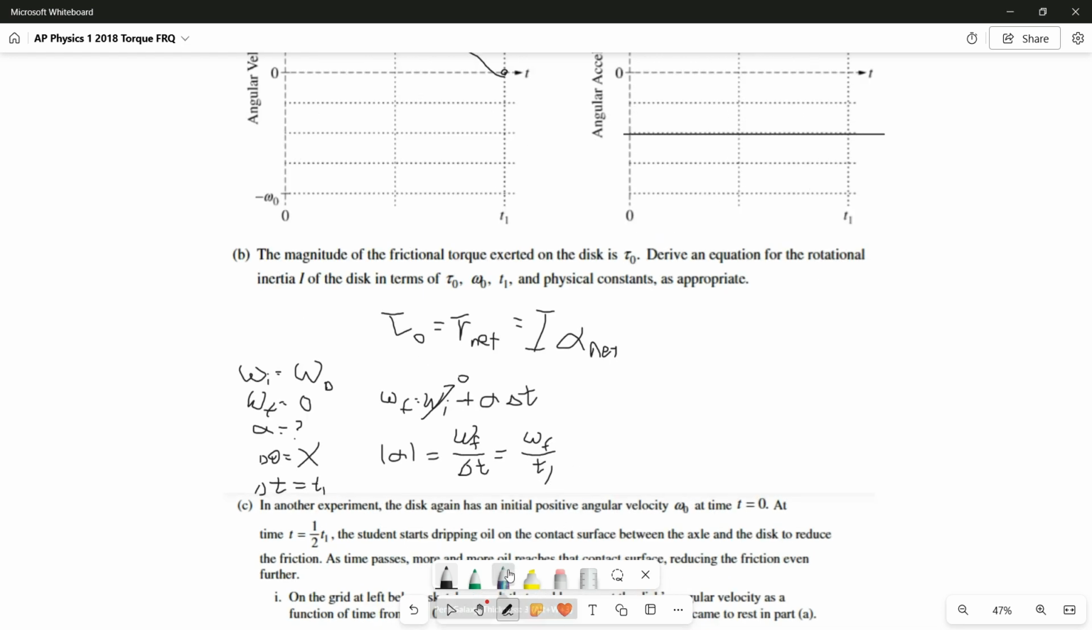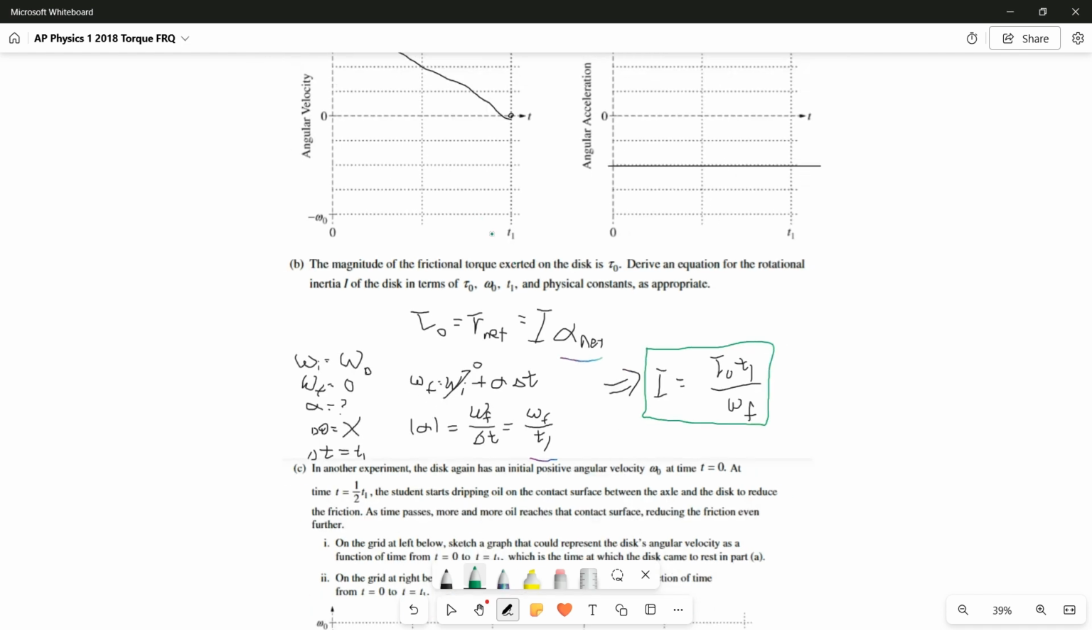All we really need to do now is plug this expression into this expression. So what we should get after isolating for I is that I is equal to tau naught multiplied by t1 over omega f. You might want to show a bit more work on this, but honestly, it's fine if you jump straight to the conclusion with this. All right, so that is our answer for B.